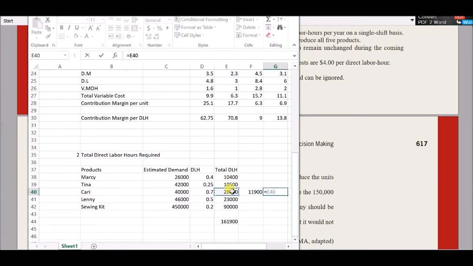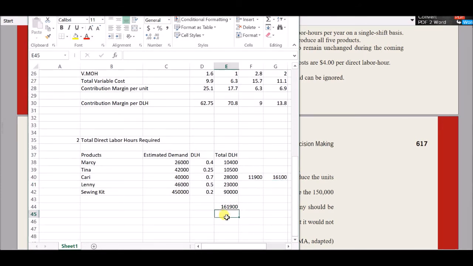So if we deduct 11,000 and 1,900 hours from it, what we will require is 16,100 hours for Carry. Now, if we sum all of these, we will fulfill the demand for all of the other products except for Carry, because we have limited resources. So instead of producing 28,000 of Carry, we will make only 16,100 products of Carry, and that's how we can allocate all the direct labor hours, which are 150,000.